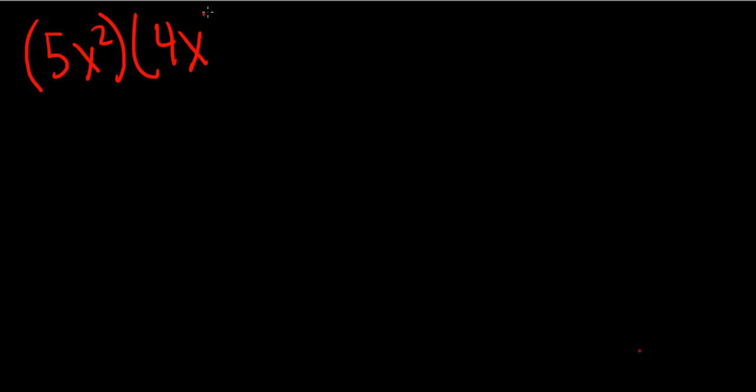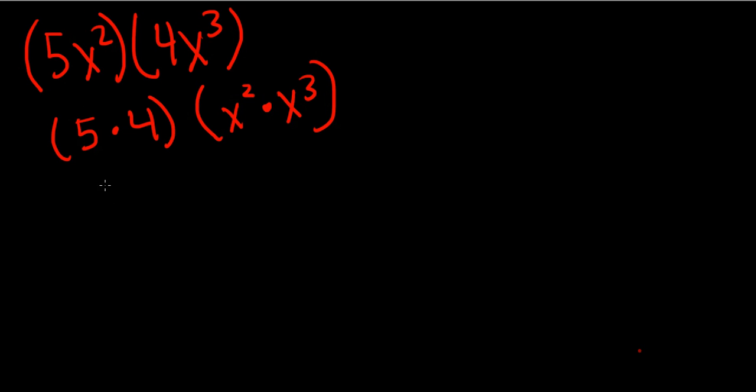In this section, we're going to be multiplying polynomials. So let's look at the first example. We have 5x squared times 4x to the third. Here you want to multiply the numbers in front separately, so 5 times 4. And then multiply the variable, so x squared times x to the power of 3.